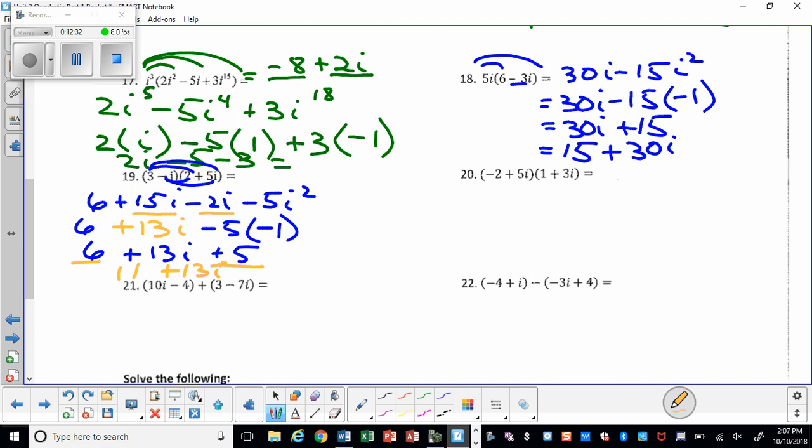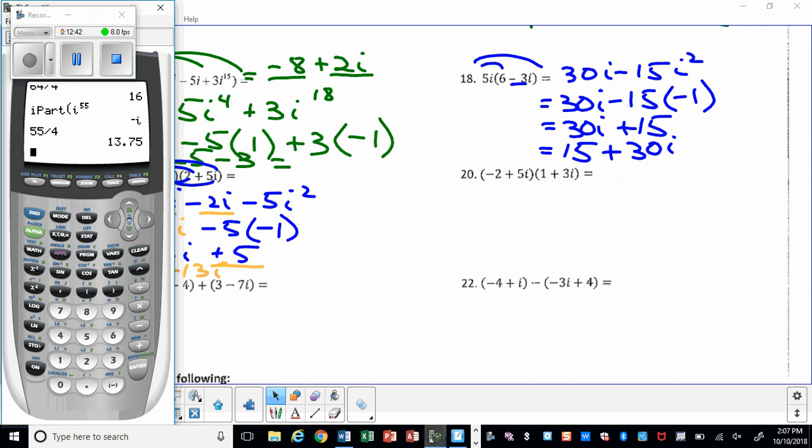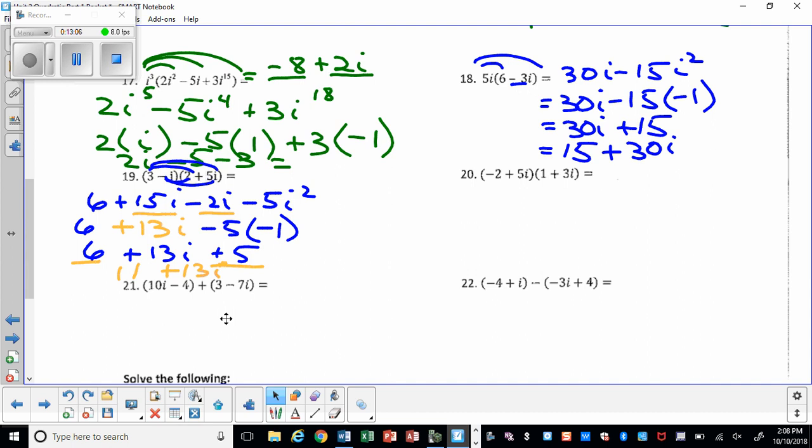Okay, and you can check it on your calculator by just typing that in: parentheses, 3 minus i, times 2 plus 5i. So 11 plus 13i. So you can always check yourself.